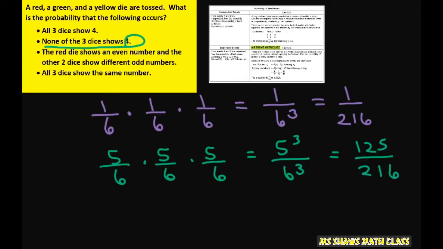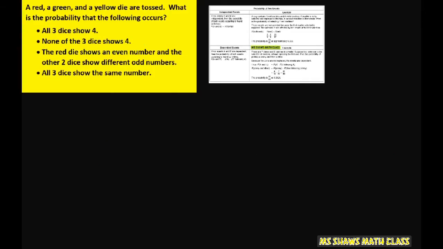All right. Now, let's go to the next one. The red die shows an even number. So you know on the dice we have 1, 2, 3, 4, 5, and 6. So there's 3 even numbers. So the red die shows an even number. So that's 3 out of 6.